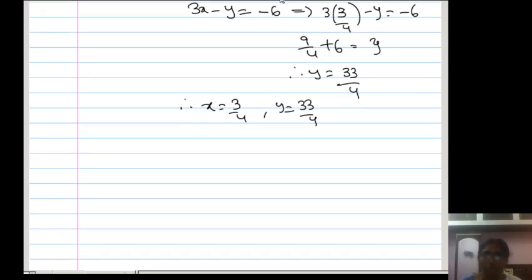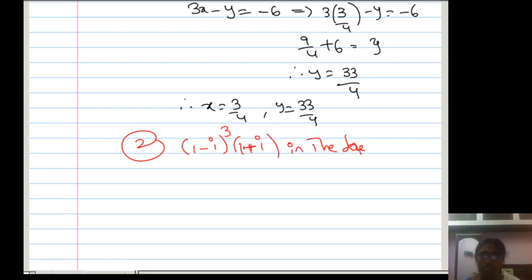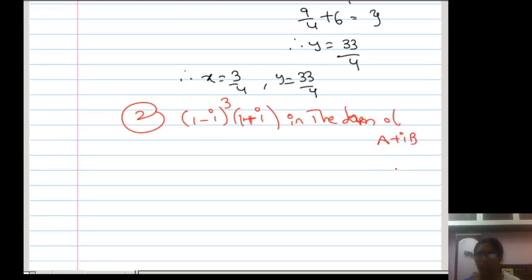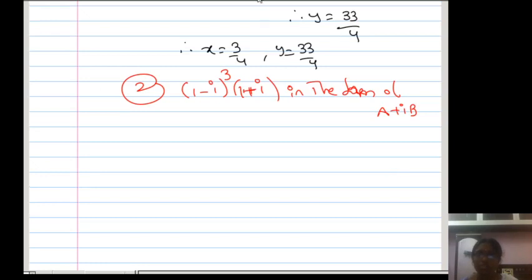Now I am asking one more question. Express (1 minus i) whole cube into (1 plus i) in the form of a plus ib. Tell me how to convert it into the form a plus ib. How to do the simplification here? (1 minus i) whole cube can be written as (1 minus i) square into (1 minus i). Just as I told you, z power n can be written as z power n minus 1 into z.